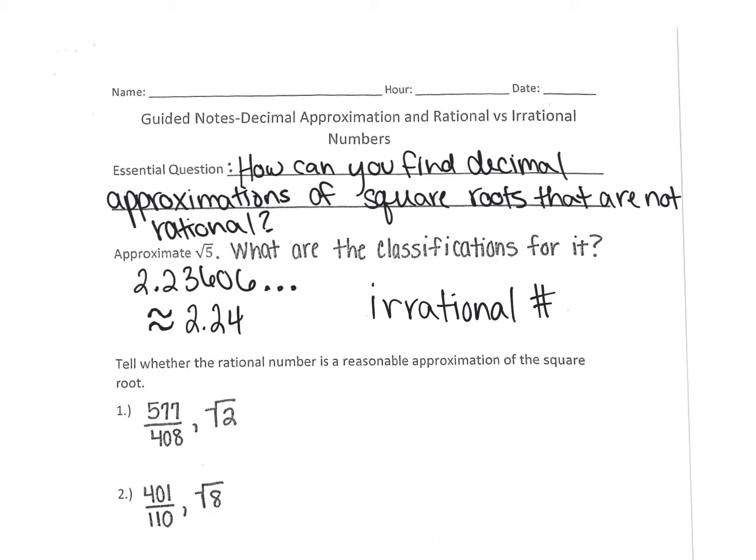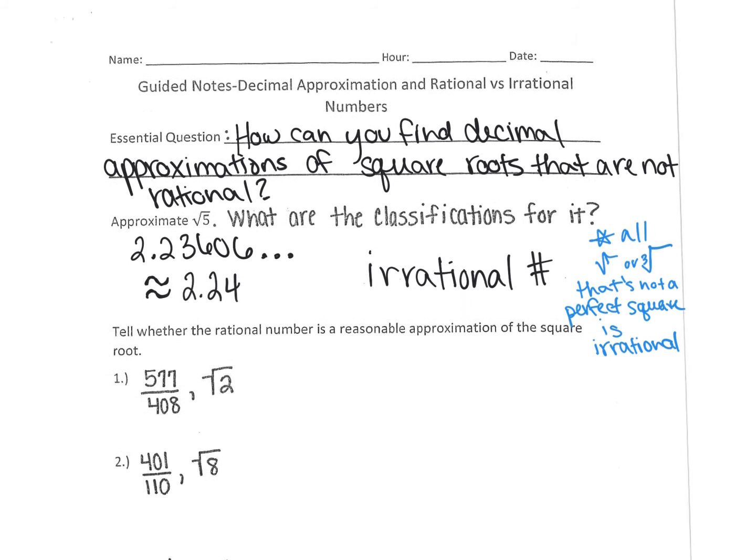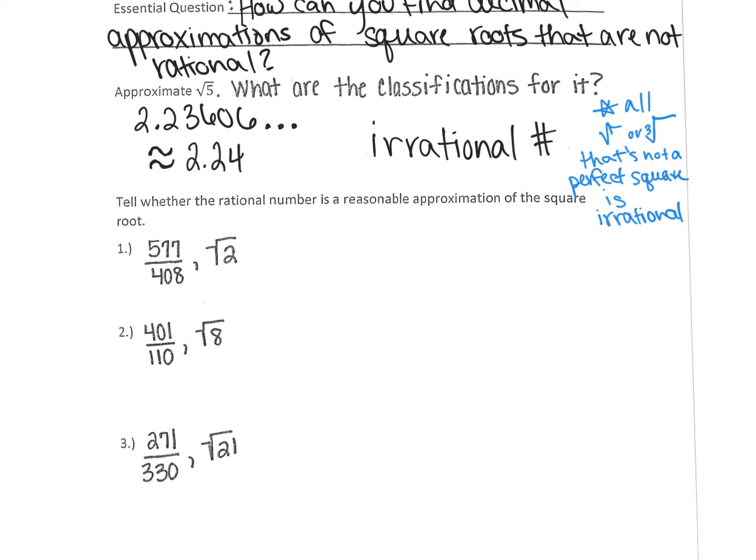And so what you need to learn from this is that all square roots, and you can put a little star, I'm going to put it in a different color, all roots, square roots or cube roots, or really any root that's not a perfect square, is irrational. If it is not a perfect square, it is an irrational number.